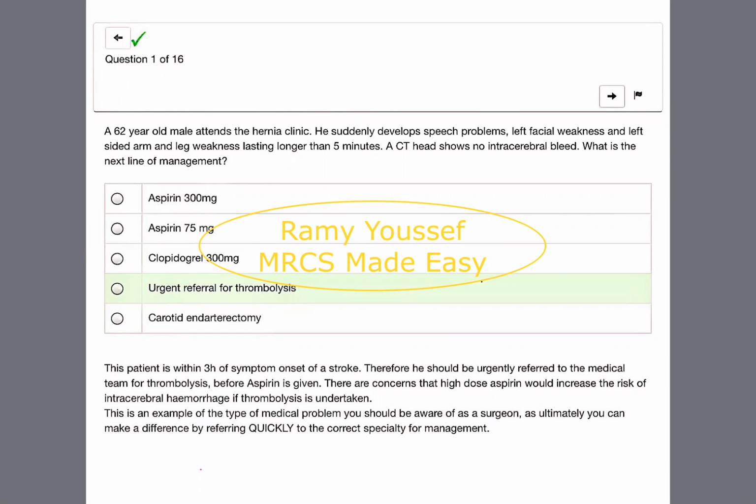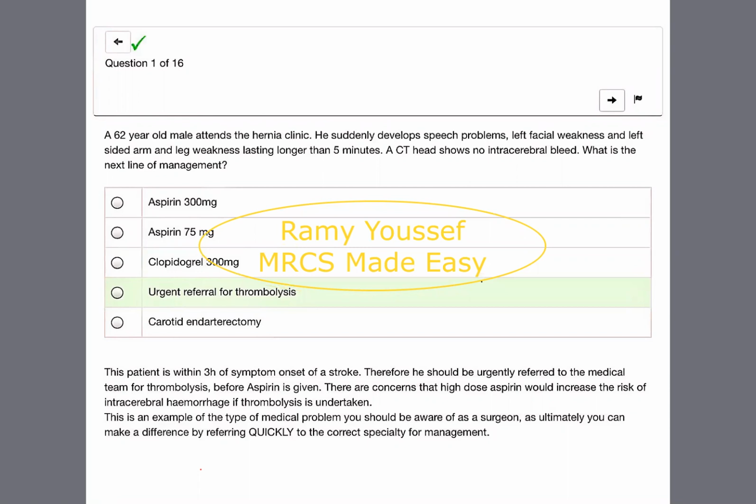There is clotting of the blood. There is thrombosis actually causing this manifestation and causing the stroke. But the best option here is urgent thrombolysis, because the problem of facial weakness and left-sided arm and leg weakness has lasted more than 5 minutes. So all this needs urgent thrombolysis, okay?